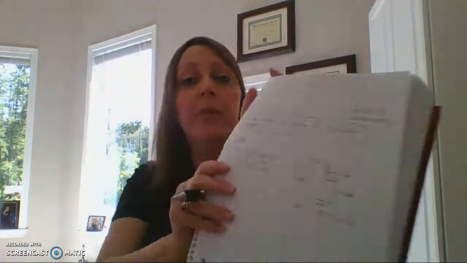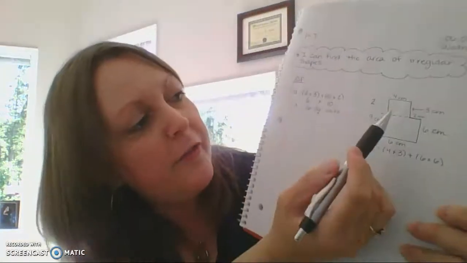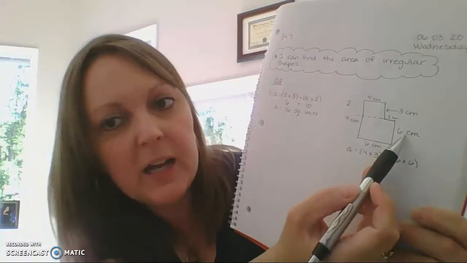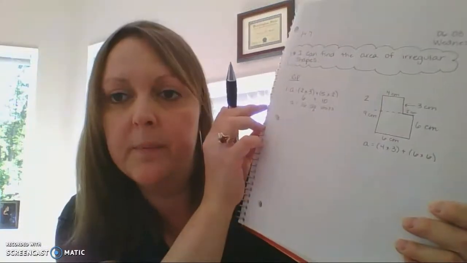And that way I have both of my squares. I have 4 times 3 for up here, and I have 6 times 6 also. Okay, now, 4 times 3 is 12, and 6 times 6 is 36. So my area equals, good job, 48 square centimeters.